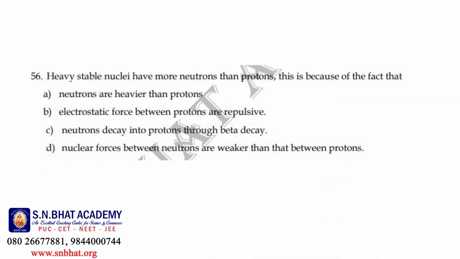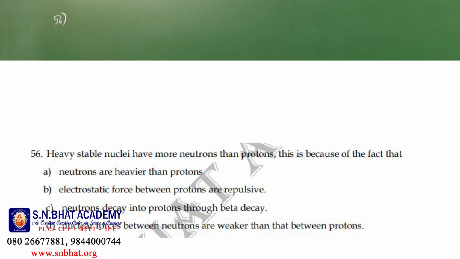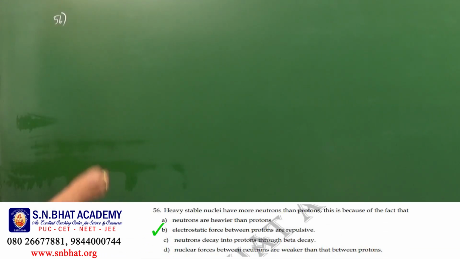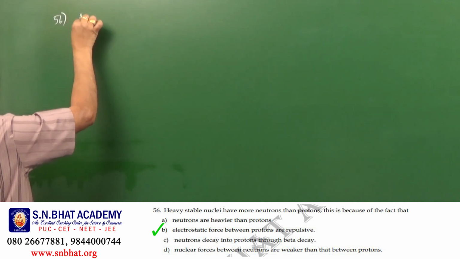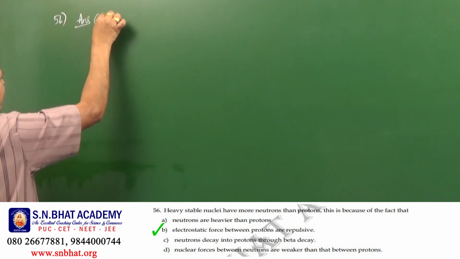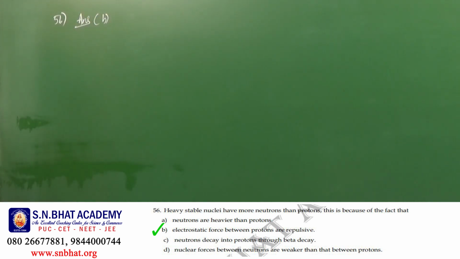Heavy stable nuclei have more number of neutrons than protons. They have more number of neutrons than protons. It's because of the fact that, you mark the alternate B, the electrostatic force between the protons is repulsive and it is very high. Answer is B. Of course your uranium is not stable, remember.